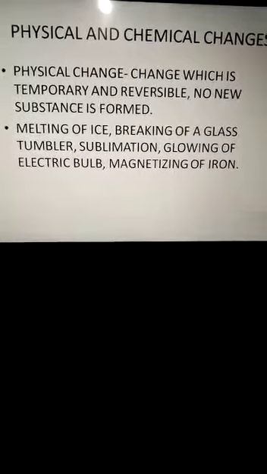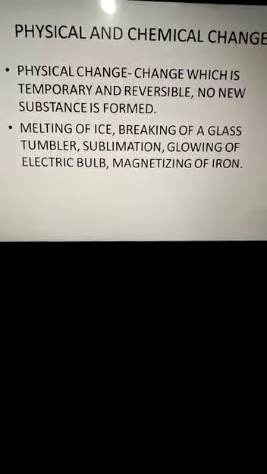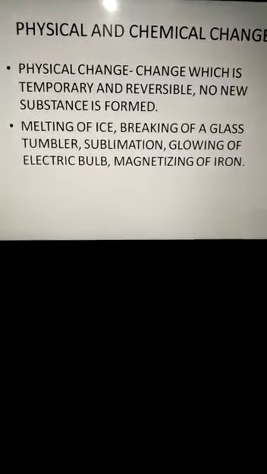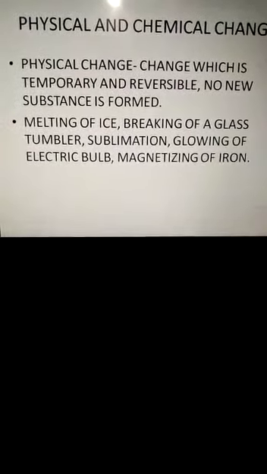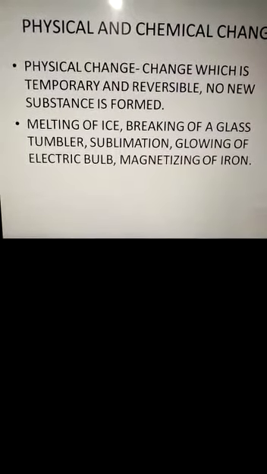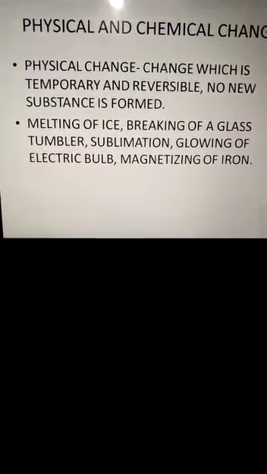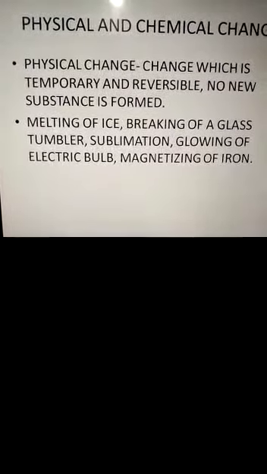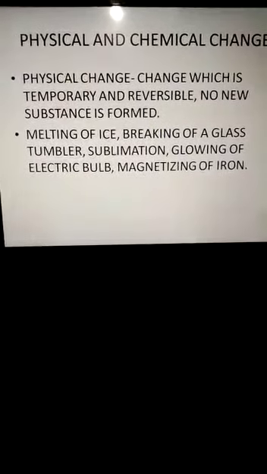We had already discussed in part 1 of this chapter what reversible changes are: changes that can be returned back to the original substance. So once the change happens, it can again be regained into the original substance. The change is not permanent, it is temporary. No new substance is formed. That means the properties of the substance remain intact.